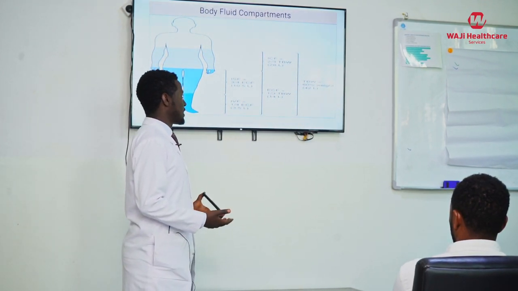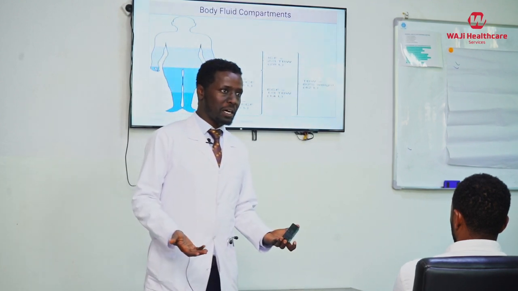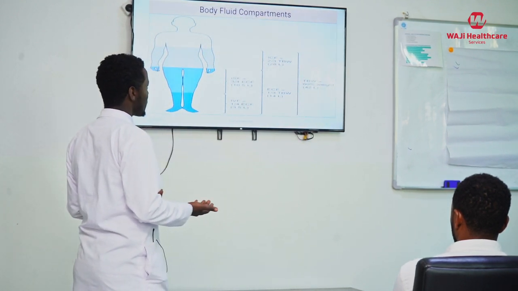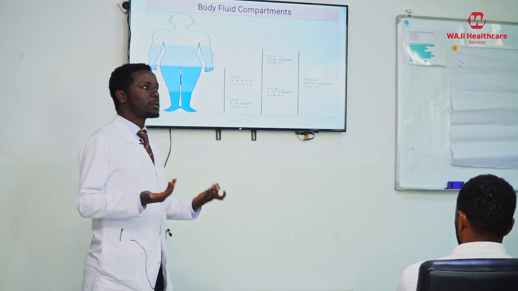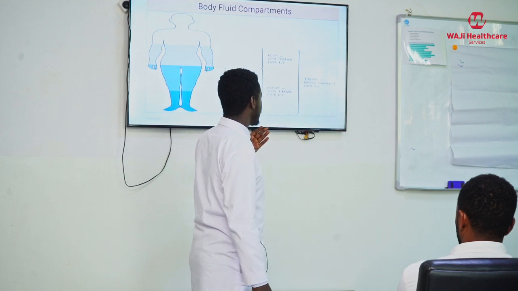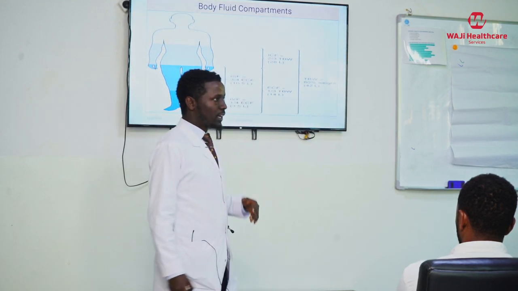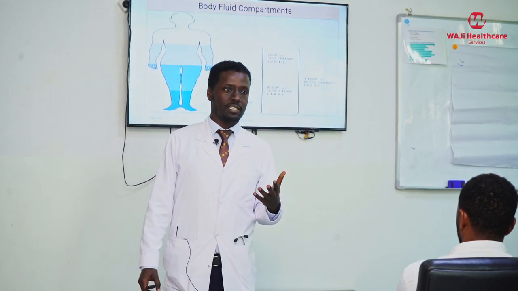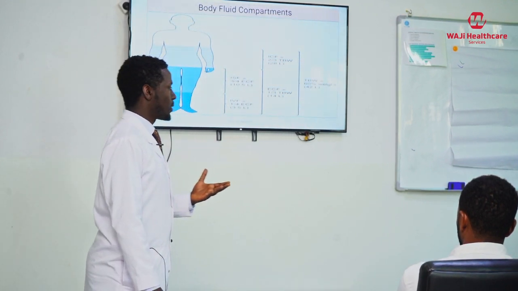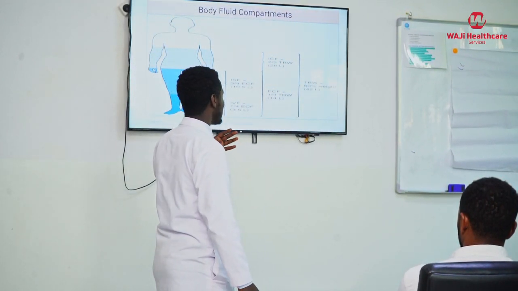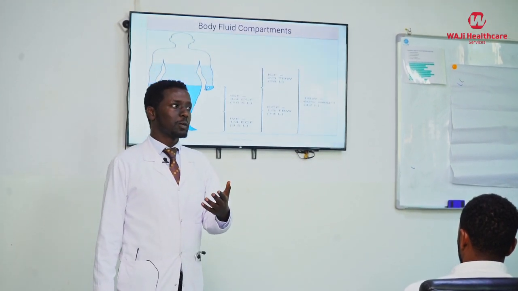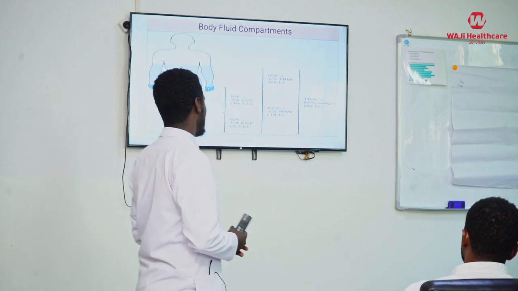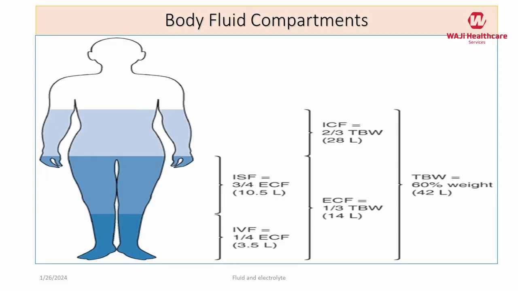This water is distributed into two major compartments: intracellular and extracellular fluid. The intracellular fluid is the predominant one. It accounts for around 28 liters out of the 42 liters, or 2/3 of our body water. Then the remaining 1/3 is in the extracellular compartment. The extracellular compartment is further divided into interstitial fluid and intravascular fluid. That's a very important thing.